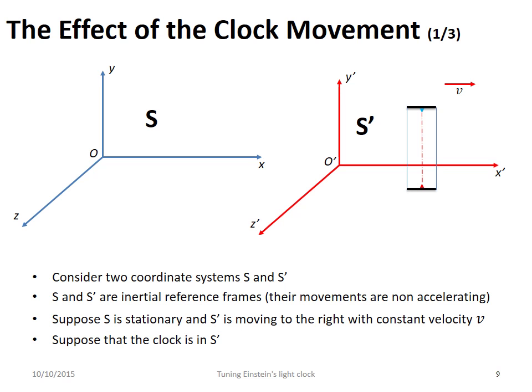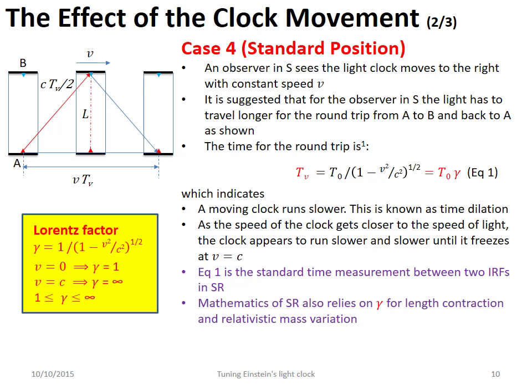Consider two coordinate systems, S and S prime. S and S prime are supposed to be inertial reference frames, and we suppose S is stationary and S prime is moving to the right with a constant speed of v, and we suppose that the clock is in S prime. Case 4, a standard position.